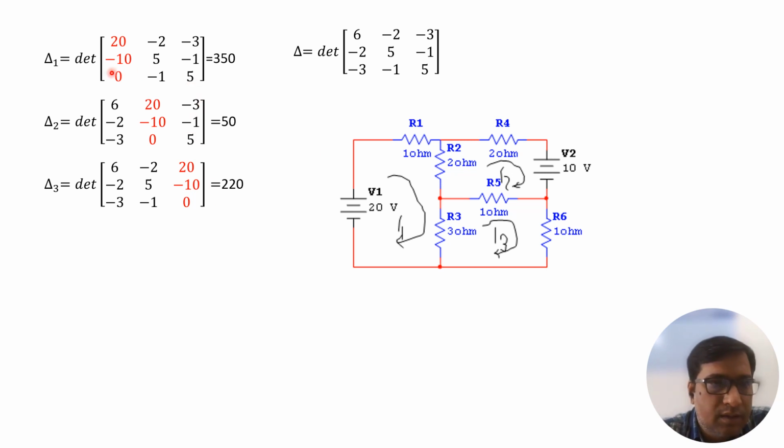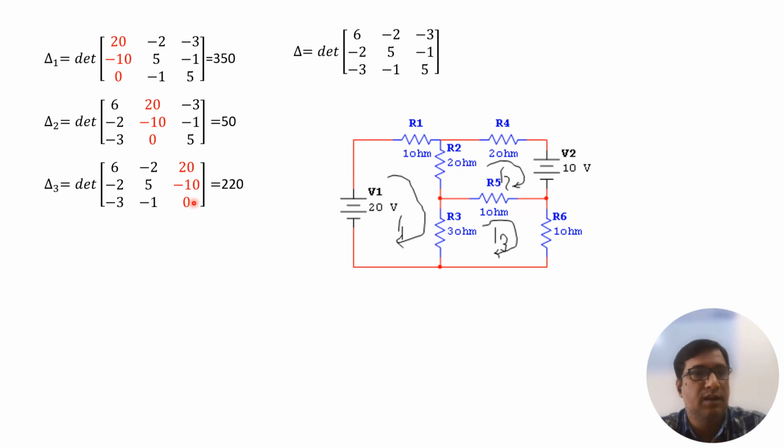We can take delta 1. Delta 1 is simply that we replace the first column of this matrix with the voltages 20, 10 and 0. Similarly, delta 2 will be, we replace the second column by the voltages. And similarly, for delta 3 we replace the third column with the voltages.